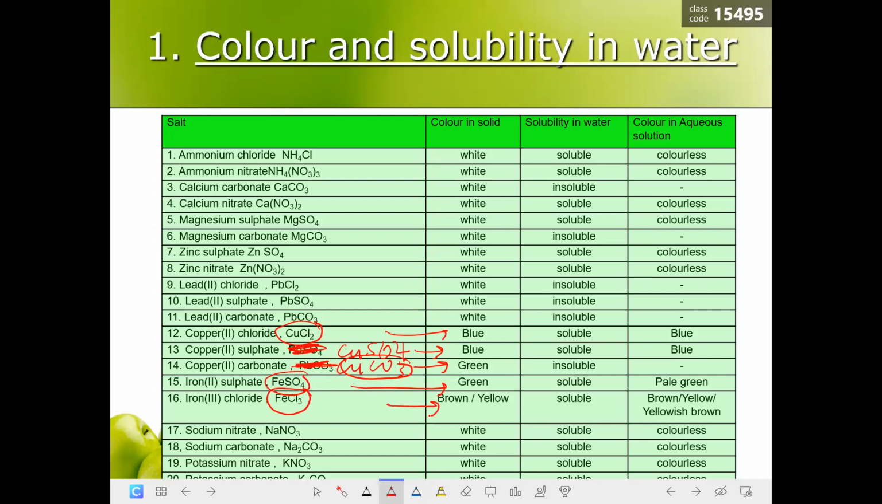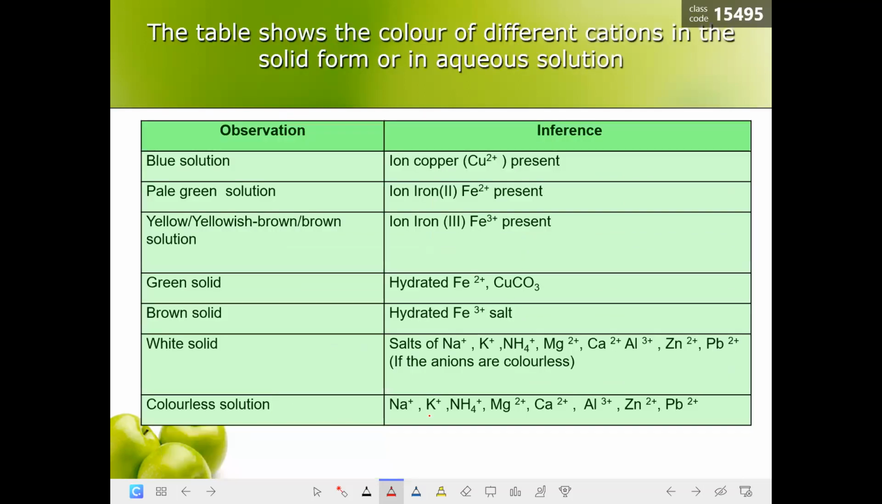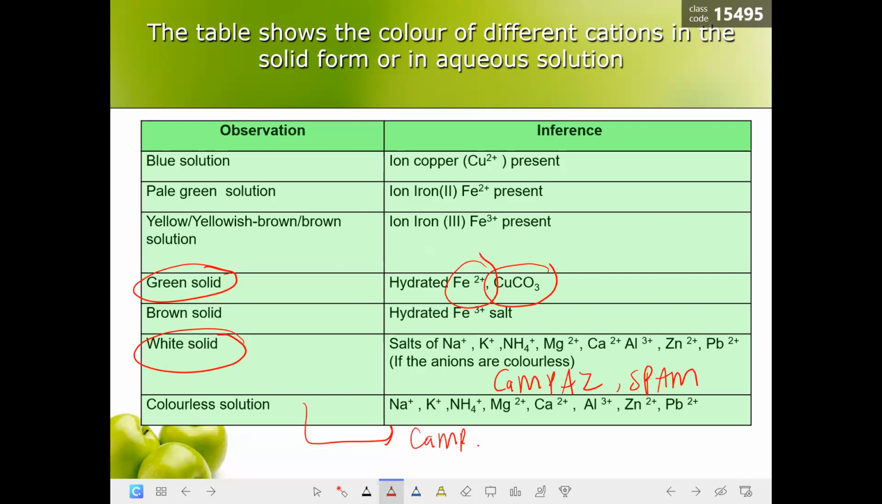This one teacher needs you to memorize. Teacher cannot help, yeah? You need to memorize yourself. If you see something that is green in color, you must know it must have iron 2 or it is copper 2 carbonate. You must take the time to memorize. If you see a white solid, you must remember it is calcium and zinc. Anything that is colorless is calcium and zinc.